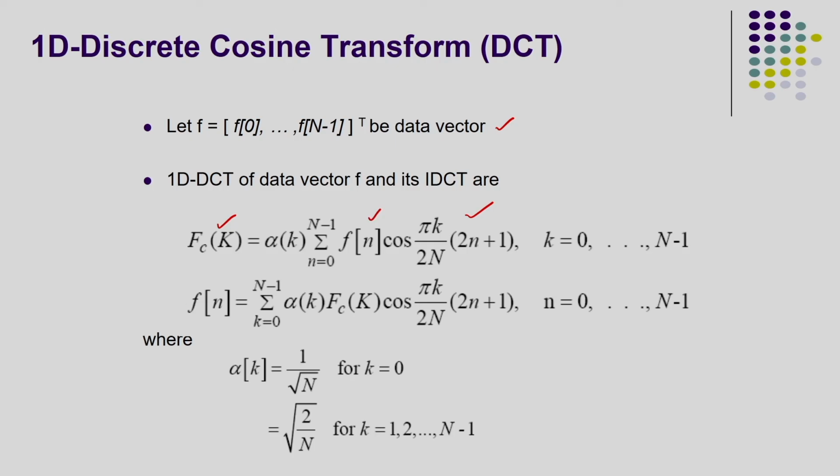And I can also get the reconstructed data, that is the inverse transformation, the inverse DCT I can determine. This is the inverse DCT. From Fc(k) I am determining f(n). f(n) is the original data vector that I can determine by inverse discrete cosine transform. And in this case I can define alpha k equal to 1 by root N for k equal to 0, and equal to root 2 by N for k equal to 1 to N minus 1. So this is the definition of 1D discrete cosine transformation.